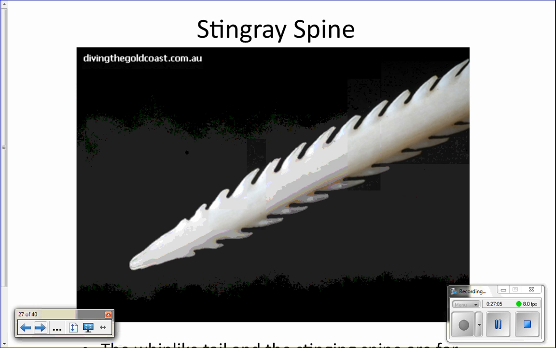Notice these backward-facing barbs. Yeah, you see that? So that means that when this comes into you, what's going to happen as it goes out? Yeah, it's going to tear and it's not good. Those backward-facing barbs create a bigger wound, essentially, and do all sorts of damage. And you can get stung by a stingray and maybe get a piece of that spine broken off, and then have to have it removed.